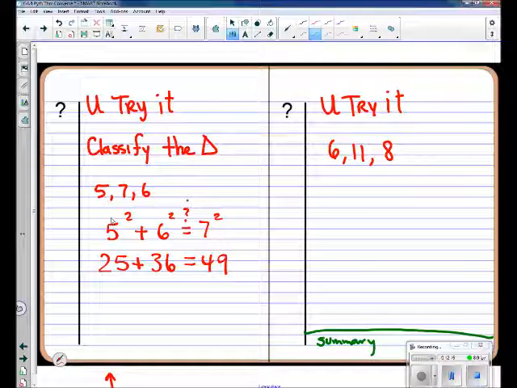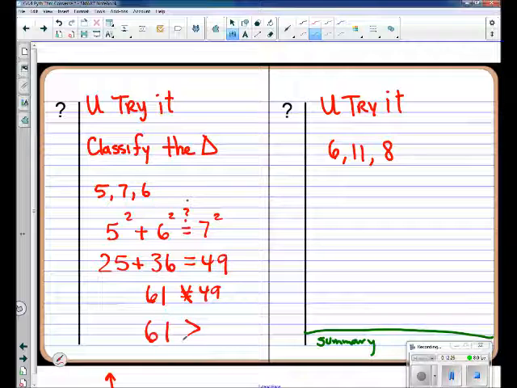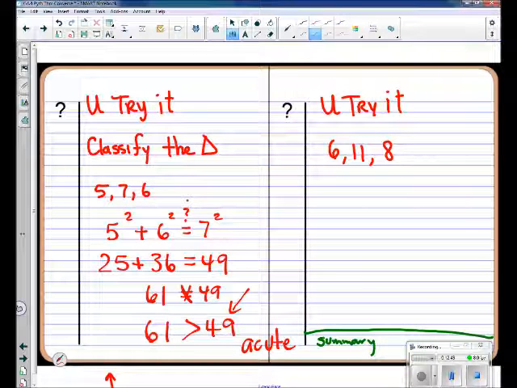Now I'm going to add 25 and 36, and I'm going to end up with 61, which is not equal to 49. Matter of fact, 61 is bigger than 49. Okay, well, according to the three bears theorem, the side that I thought was a hypotenuse is just too small to be equal to 61. It's too small. And so in other words, I know from the three bears theorem that this is not a right triangle, but an acute triangle.